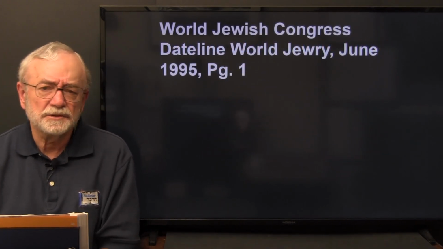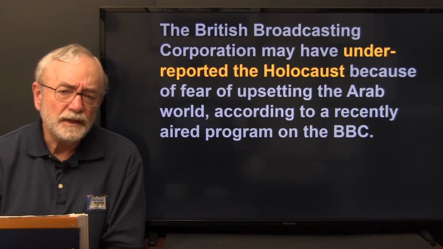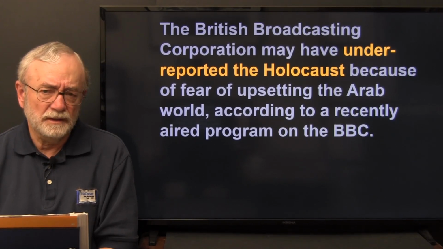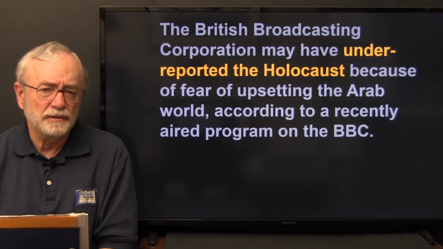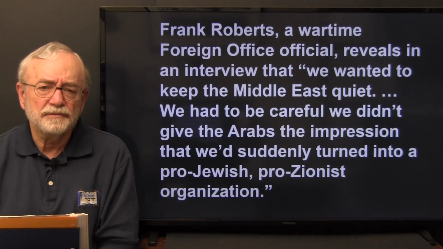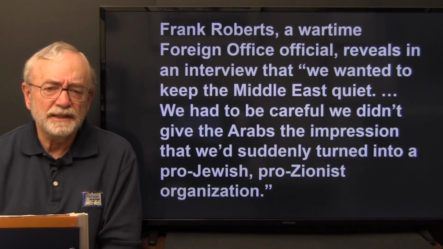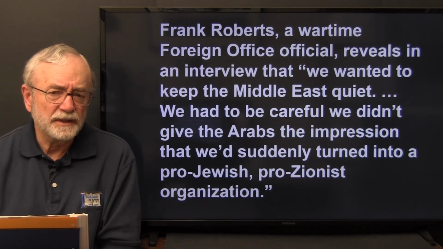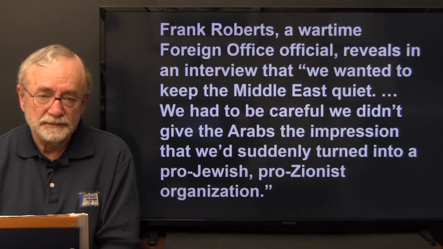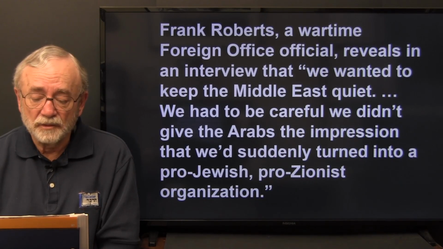It was in a publication by the World Jewish Congress, Dateline World Jewry, in June 1995, and this is how it read. The British Broadcasting Company, that'd be the BBC, may have underreported the Holocaust because of fear of upsetting the Arab world, according to a recently aired program on the BBC. Frank Roberts, a wartime Foreign Office official, reveals in an interview that, quote, we wanted to keep the Middle East quiet. We had to be careful we didn't give the Arabs the impression we'd suddenly turned into a pro-Jewish, pro-Zionist organization. So that was quite a negative view, negative help in World War II.